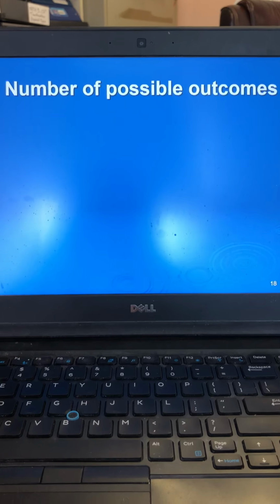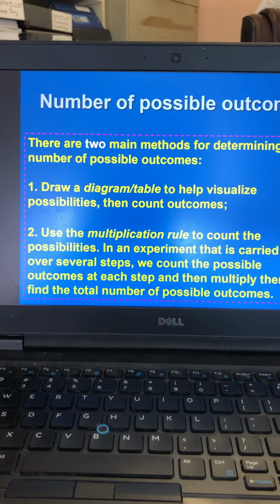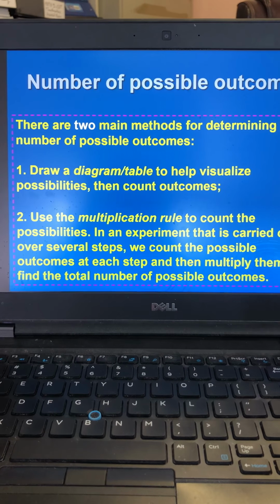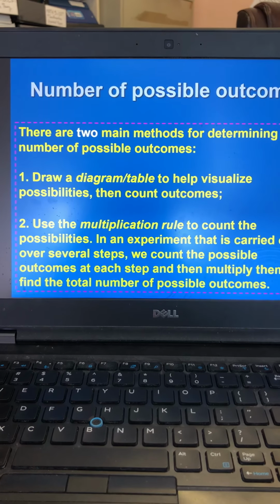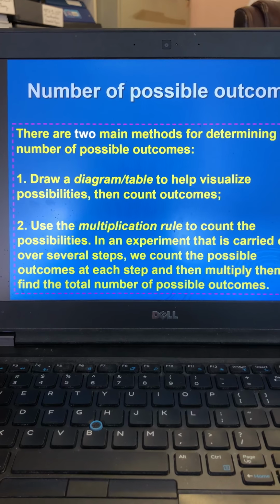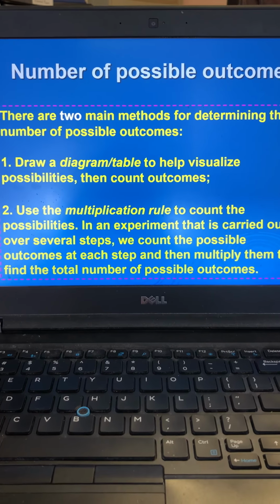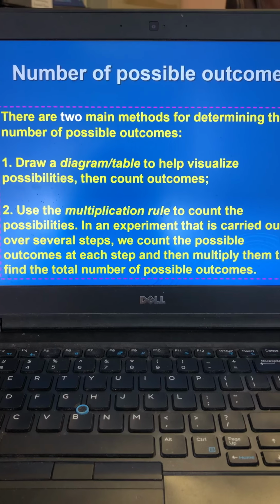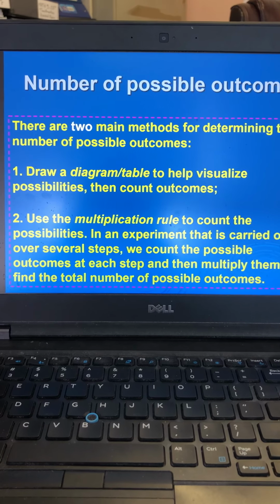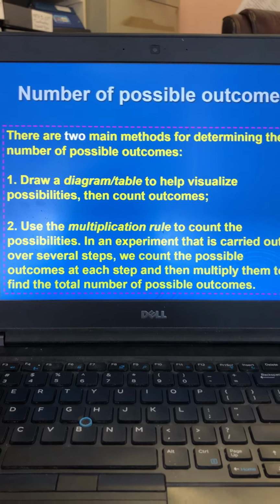So just to recap the number of possible outcomes, there are 2 main methods to help you determine them. First method, draw a diagram or a table to help you visualize the possibilities, then simply count the outcomes. The second method is to use the multiplication rule, and this works really well. So when you have an experiment that is carried out over several steps, you count the possible outcomes at each step, and then simply multiply them together to find the total number of possible outcomes.